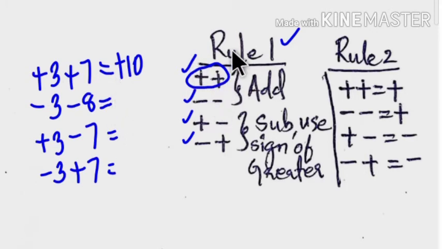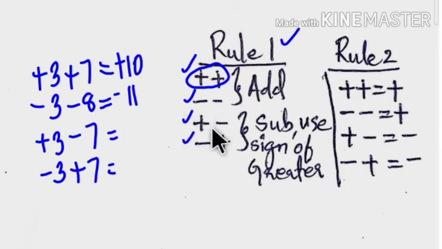We should use the same rule in the second case also. If the signs are negative, we should add the numbers. Here also negative sign for 3, and for the second number also negative sign for 8. So we should add the numbers. 3 plus 8 is 11, and use this negative sign. So negative 11 will be the answer.